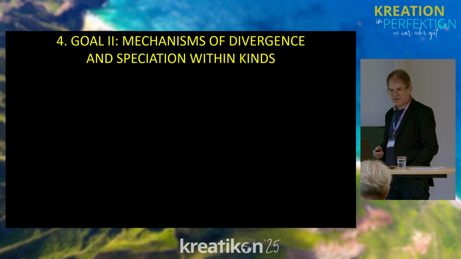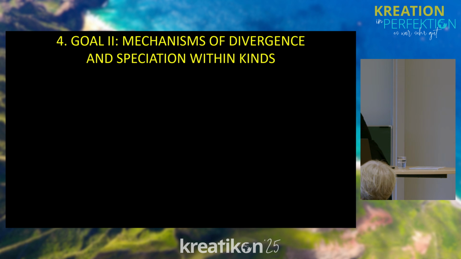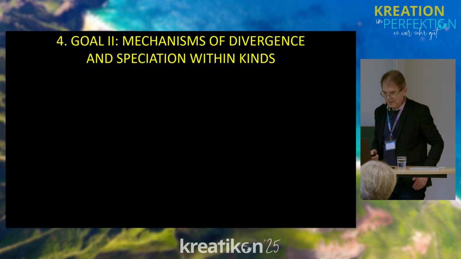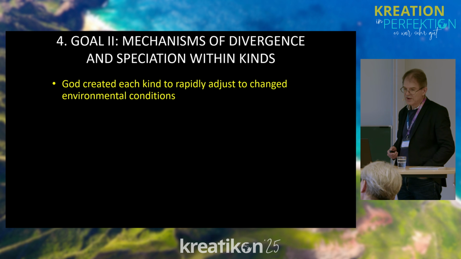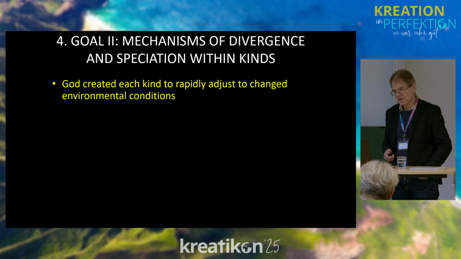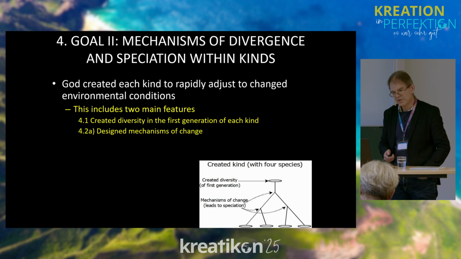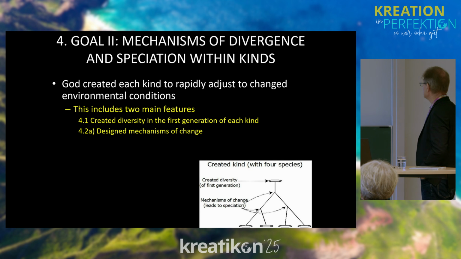And then we go to the second goal of baraminology, to find the mechanisms of divergence and speciation within each kind. As I mentioned earlier, a biblical motivation is that God created each kind to rapidly adjust to changed environmental conditions. And in God's original creation, we can think of two major features. Here I have illustrated this with the created kinds. Here we have the first generation, and here we have 4 species today. So we have 3 speciation events where new species are formed.